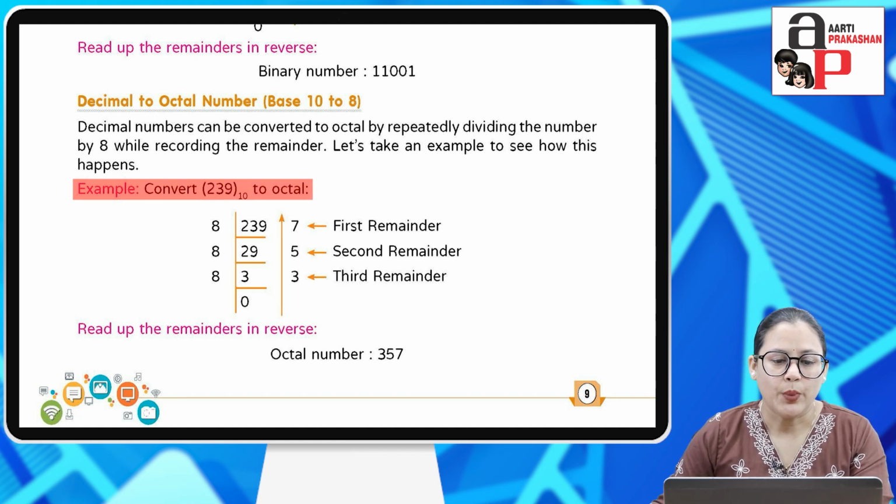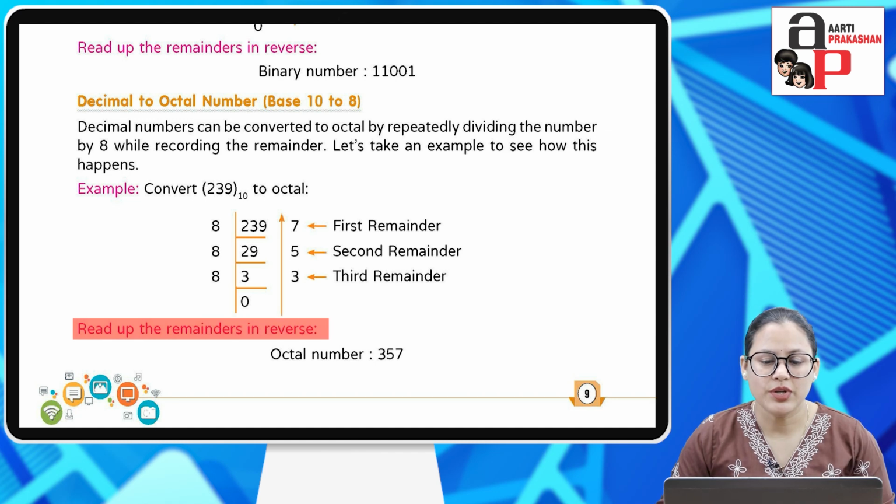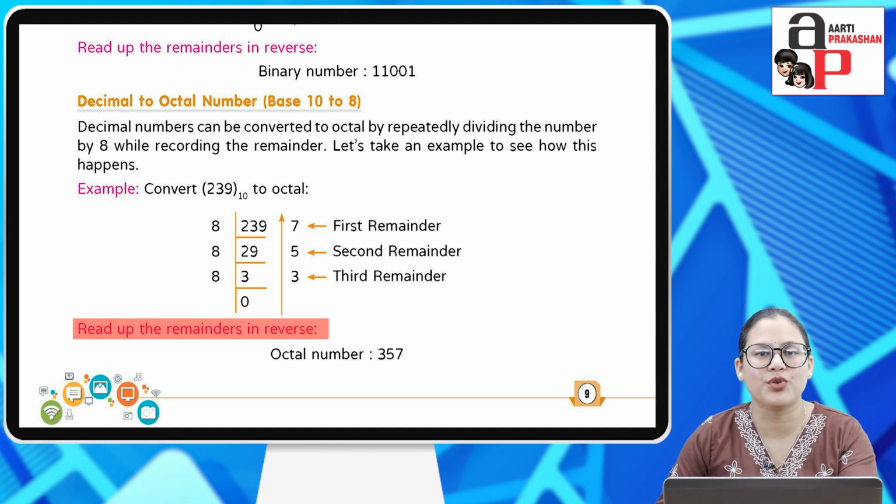Okay, so first we'll divide 239 by 8. So here the first remainder is 7, then the second remainder is 5, and then the third remainder is 3. Now, read the remainders in reverse. So 357, this is the octal number.